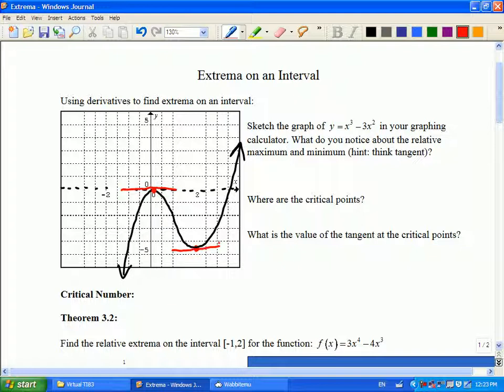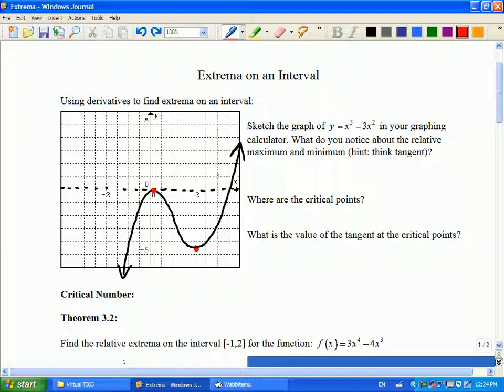And that should make sense to you because if you are the largest value, that means you increase all the way up to you, and then you can't increase any more or you wouldn't be the largest value. So you have to stop increasing or you're not the biggest. Same thing with the smallest. You have to go down, down, down, and at some point you have to stop decreasing or you're not the smallest. So we have to find a value where they're equal to 0.